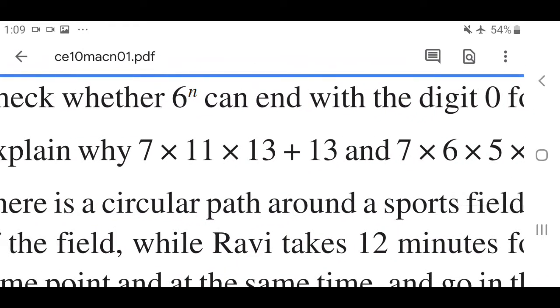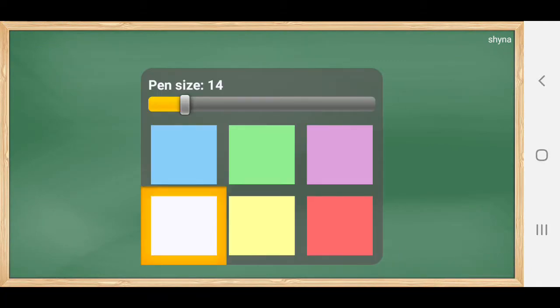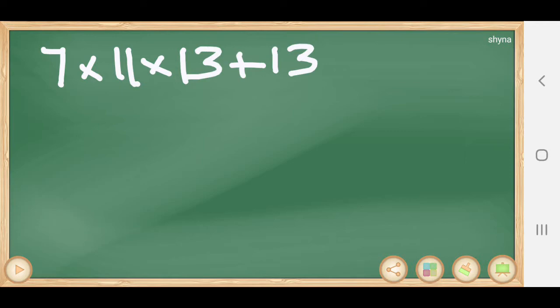First one is 7 into 11 into 13 plus 13. Given question is 7 into 11 into 13 plus 13. We have to explain why this is a composite number. What is a composite number? Composite number means number having more than two factors. We have to check whether it has more than two factors or not.